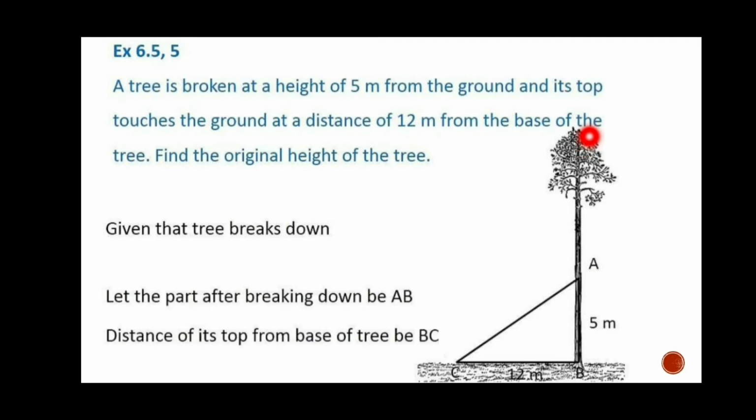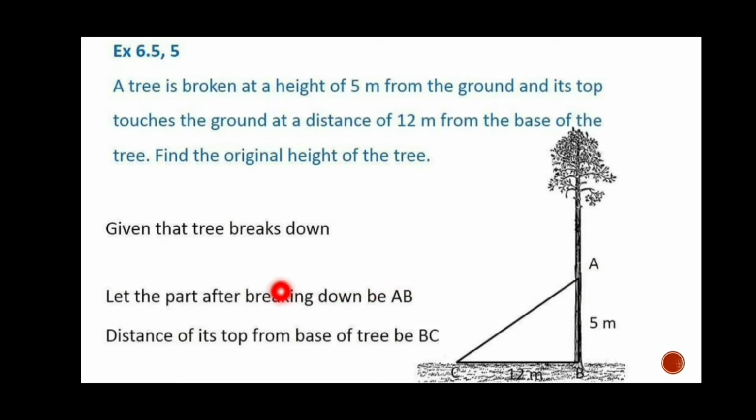Now when its top touches the ground, the distance is 12 meter from the base of the tree, means from point B to point C the distance is 12 meter, and this is the given height, that is 5 meter, but it is not the complete height of the tree. Now we have to find the original height of the tree. It means the part which is broken plus this 5 meter, both we have to find, the total height of the tree.